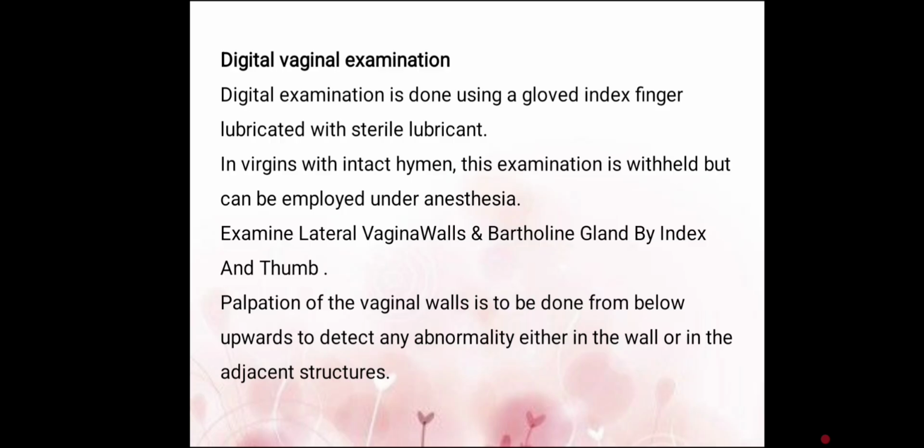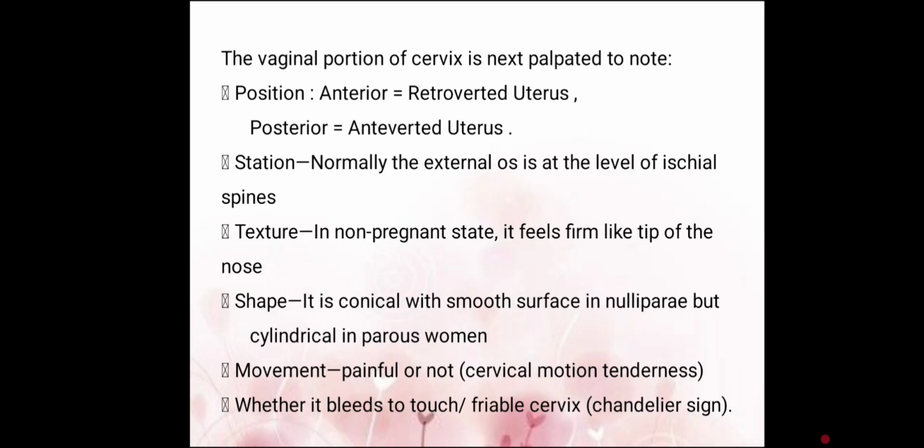In digital vaginal examination, it starts systematically by examining the Bartholin gland and lateral vaginal wall with index finger and thumb, then palpate the vaginal wall from below upward to detect any abnormality. When reaching the vaginal portion of the uterine cervix, palpate to note its position: either anterior in retroverted uterus, which is an abnormal position, or posterior in anteverted uterus, which is the normal or usual position of the uterus.